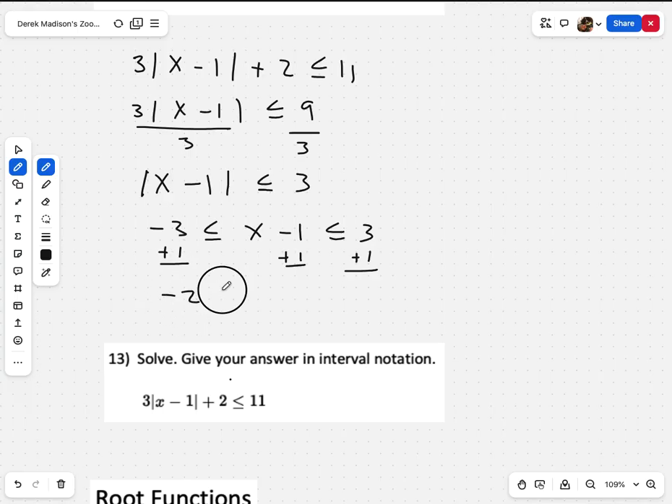And that gets us to negative 2 is less than or equal to x is less than or equal to 4. And this time we have equals on there, so we want to use brackets. And negative 2 to 4 would be our solution set. That wraps up absolute values.